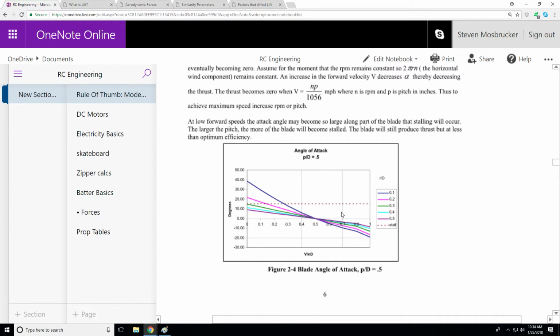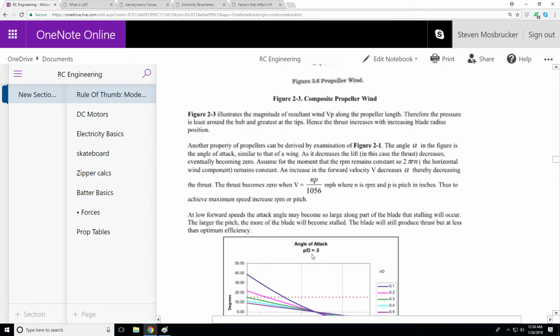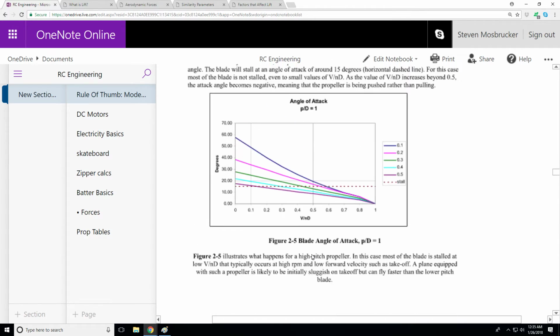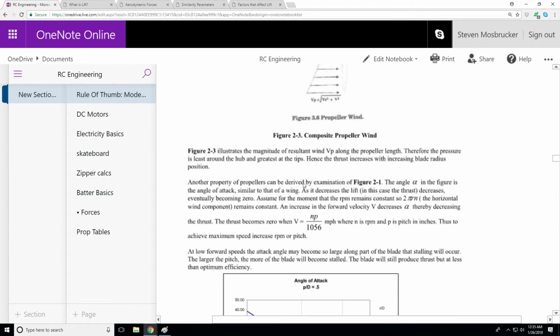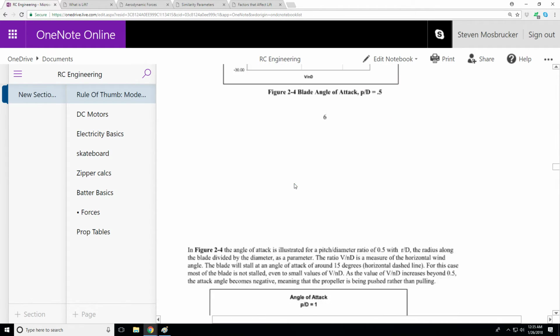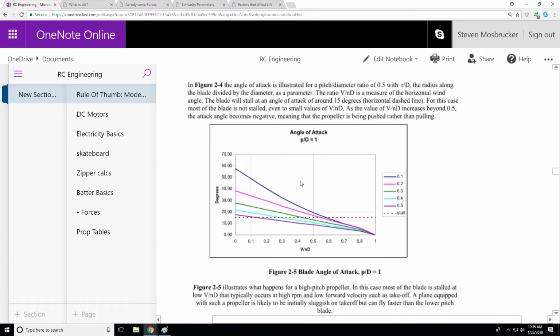So let's say you have a 6-inch prop, so it's going to be a 0630. So 6-inch prop, 3-inch pitch, right? So pitch is going to be half the diameter. And then here is a full speed prop, which your pitch is the same as diameter. So if you have a 6-inch prop, it's a 6-6 prop. Right, 6-inch pitch, 6-inch diameter.